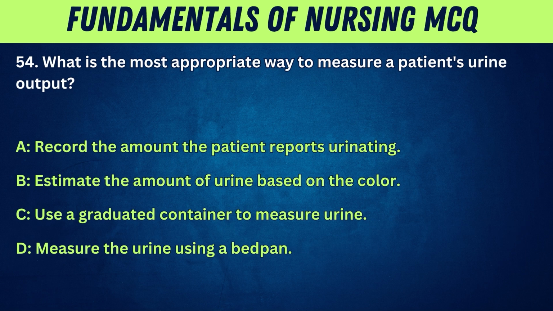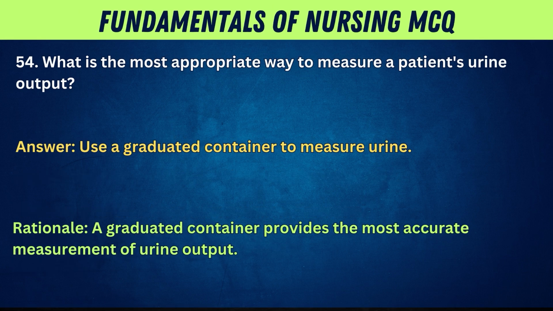54. What is the most appropriate way to measure a patient's urine output? A. Record the amount the patient reports urinating. B. Estimate the amount of urine based on the color. C. Use a graduated container to measure urine. D. Measure the urine using a bedpan. Answer. Use a graduated container to measure urine. Rationale. A graduated container provides the most accurate measurement of urine output.